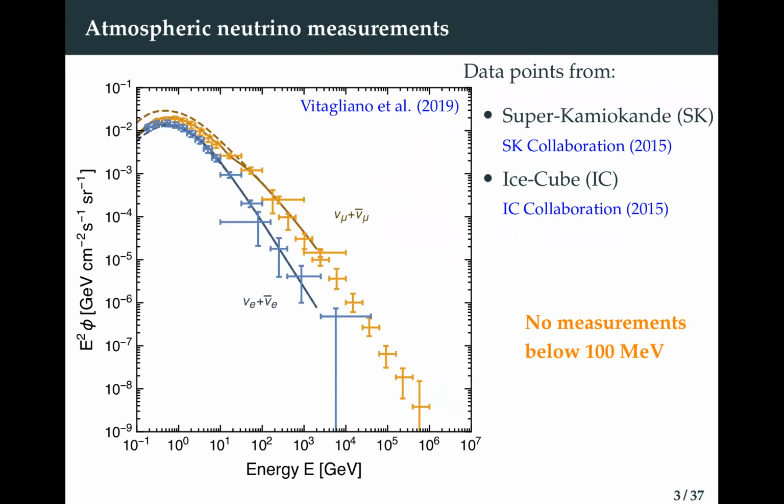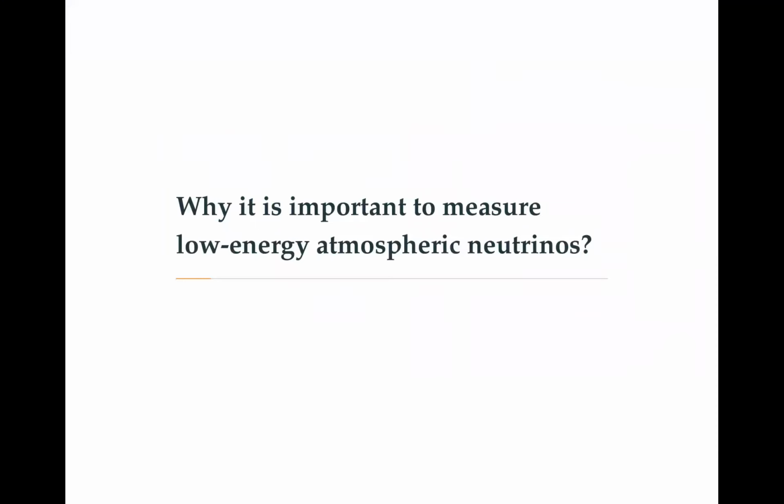So here we can see how the atmospheric neutrino flux evolves as a function of energy. And you can see the data points coming from Super-Kamiokande or IceCube. As you can see here, the precision is pretty good at intermediate energies. It gets worse towards very high energies, but there is no measurement below 100 MeV. And why are we so focused on measuring those parts of the spectrum?